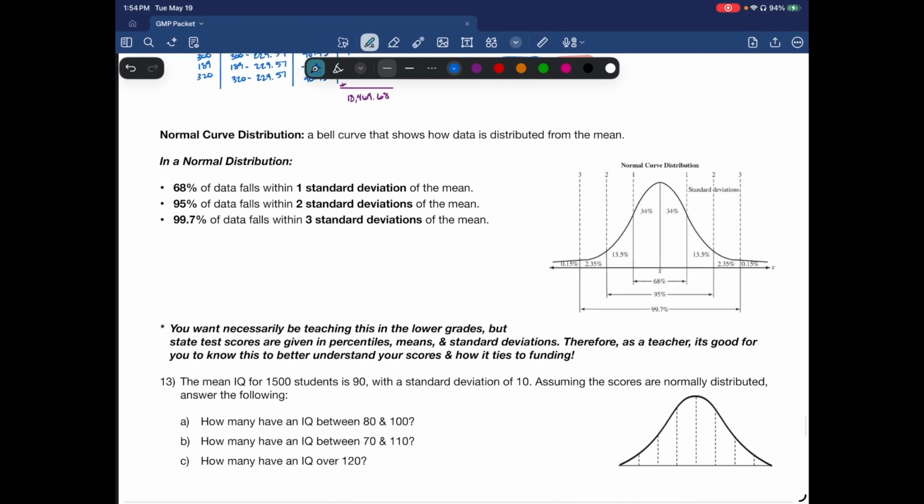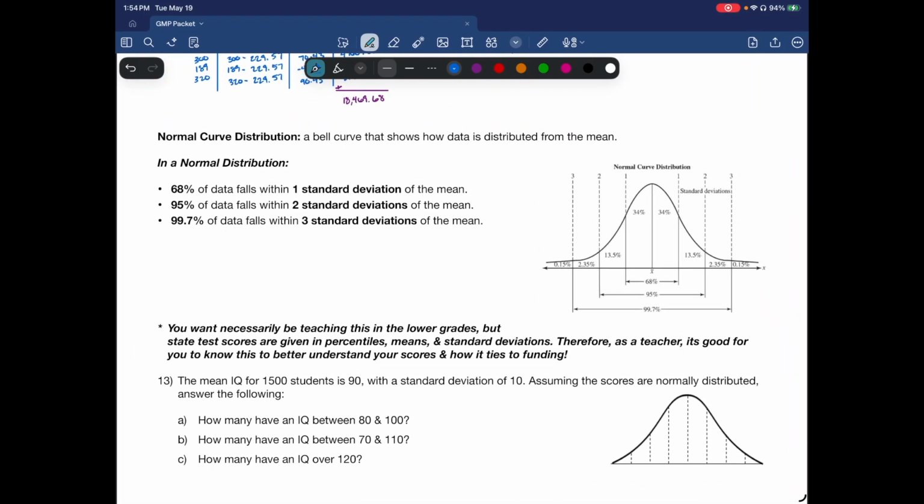All right, normal curve distribution. The bell curve shows how the data is distributed from the mean. In a normal distribution, 68% of the data is one standard deviation away from the mean, 95% of the data is two standard deviations from the mean, and 99.7% of the data falls within three standard deviations from the mean. And if you look at your edges right here, you got 0.15 and 0.15. And so under the whole thing, you have 100%.